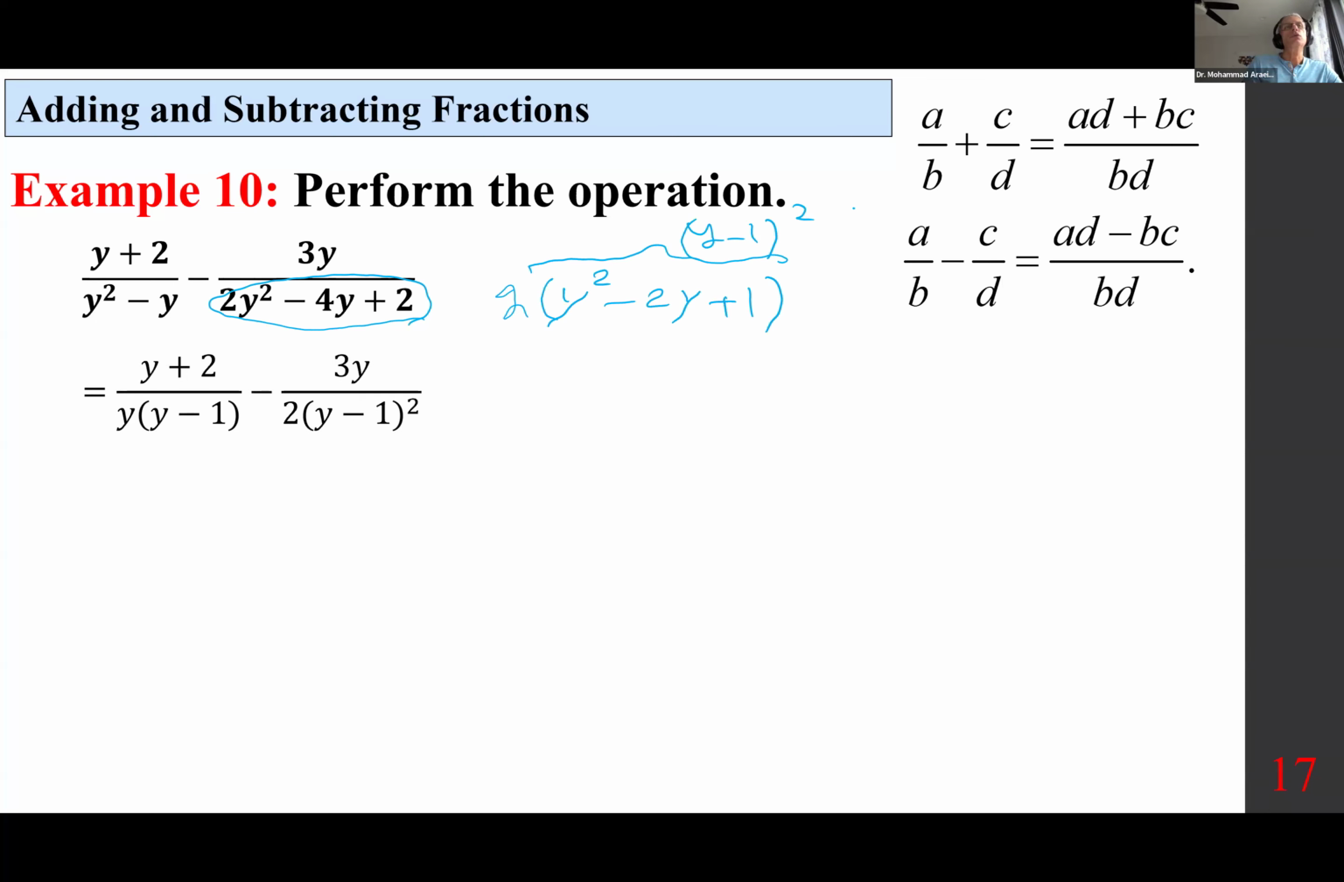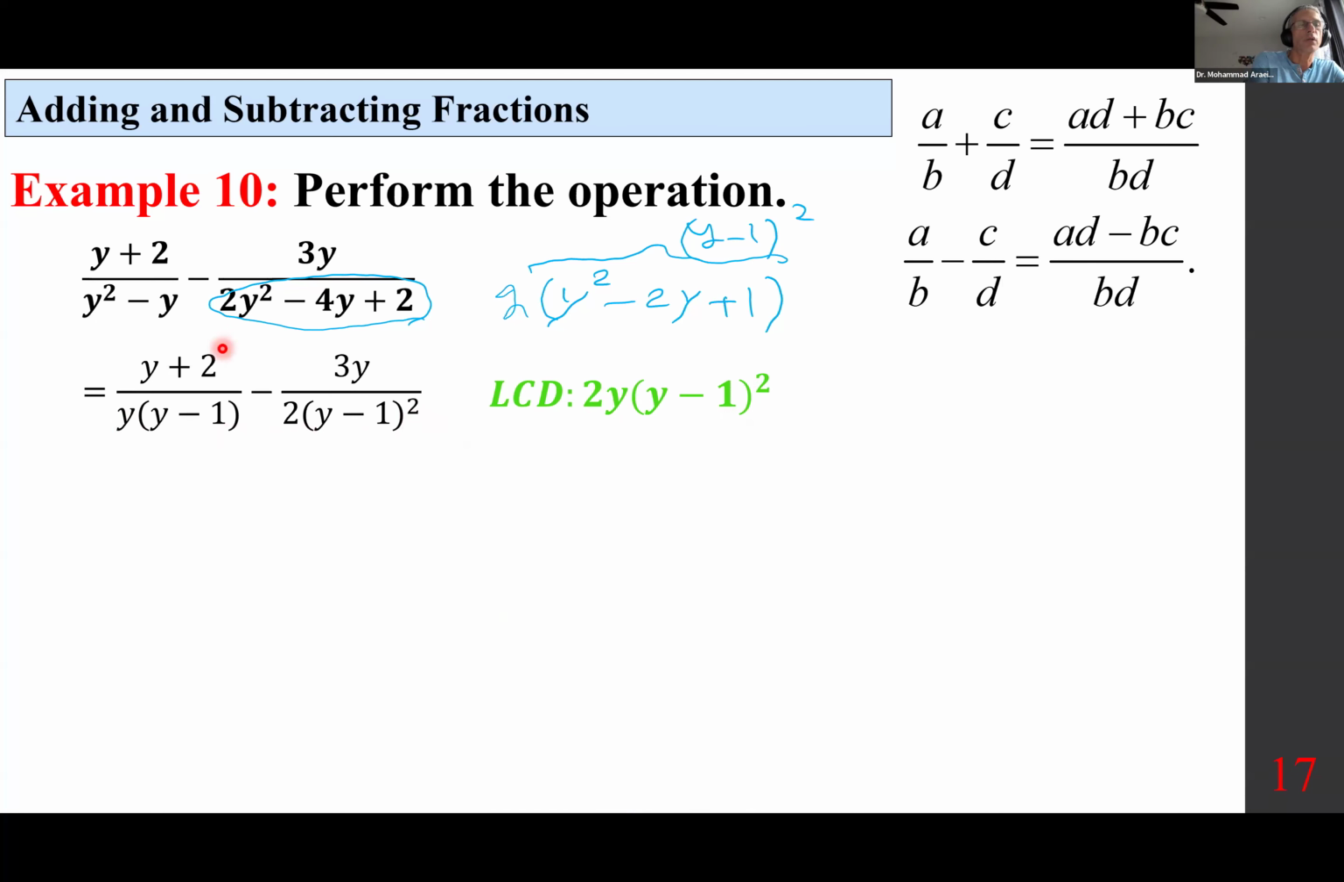And now you need to take a common denominator. As you can see, the common denominator would have y minus 1, 2. And then since this is y minus 1 squared, LCD would be 2y, y minus 1 squared. Y minus 1 squared covers this one. Now, we are going to raise each fraction such that this would be the denominator.